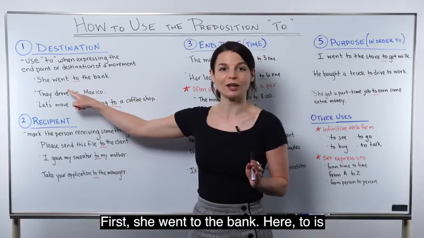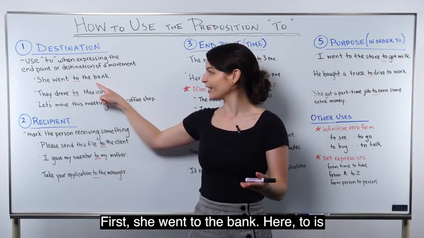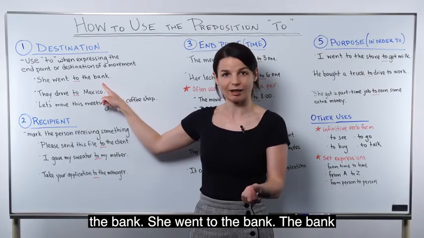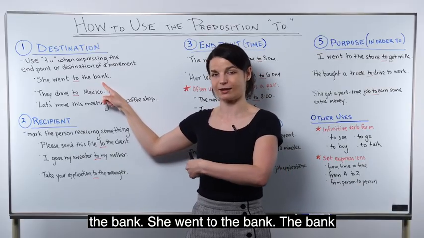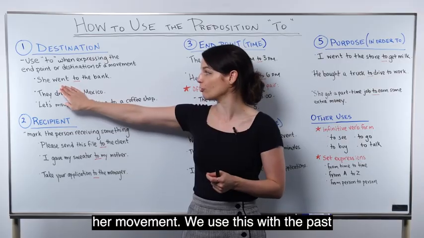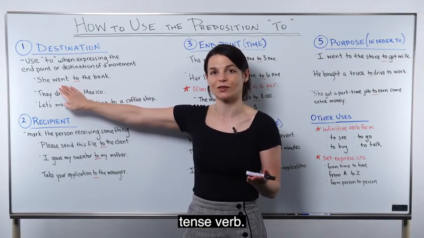First, she went to the bank. Here, to is before the destination. In this case, the bank. She went to the bank. The bank is the destination or the end point of her movement. We use this with the past tense verb.